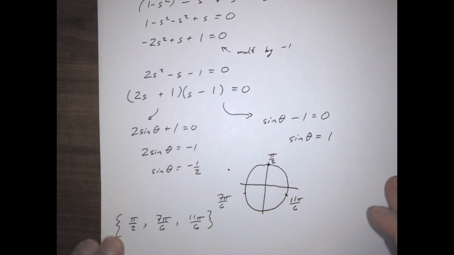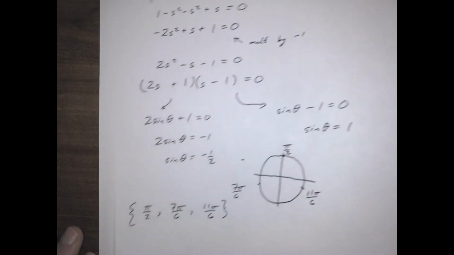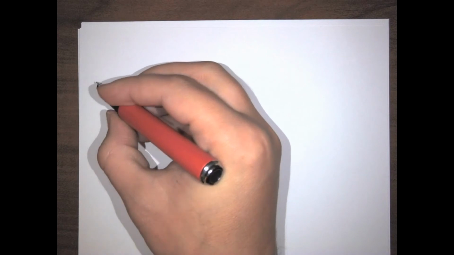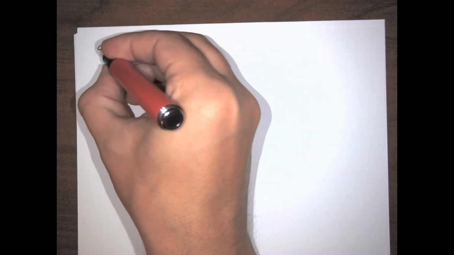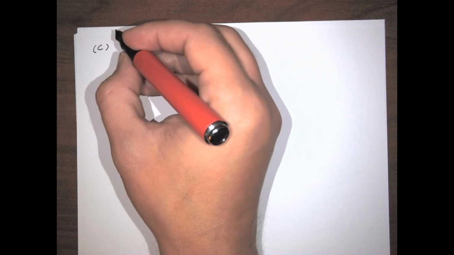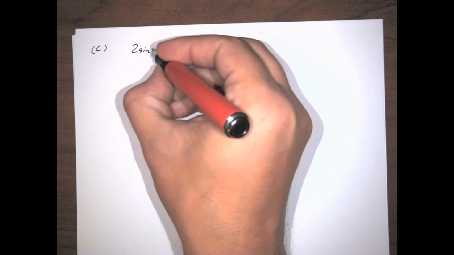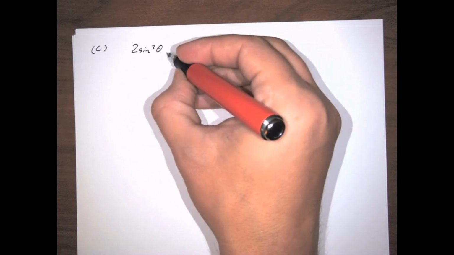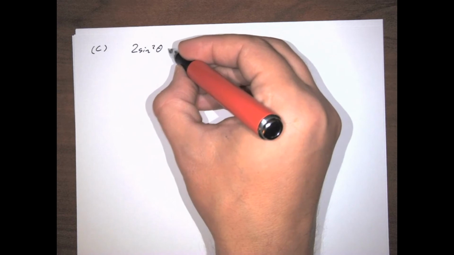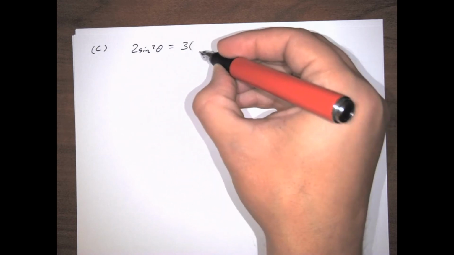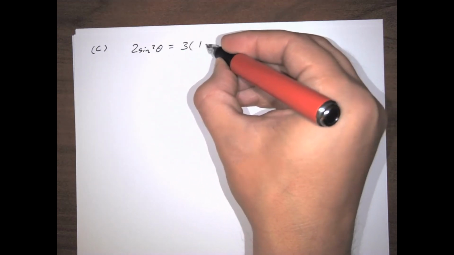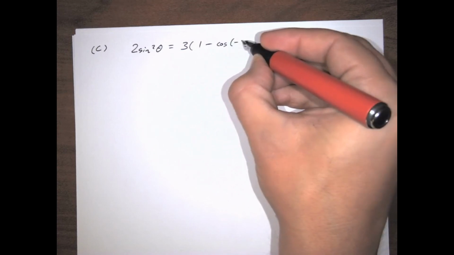Now, what about something like this? So we had to use a Pythagorean identity, I guess, and then factoring. But what about something like this? So example C. Let's say what we have is 2 sine squared theta, and then that is equal to 3 times 1 minus cosine negative theta.